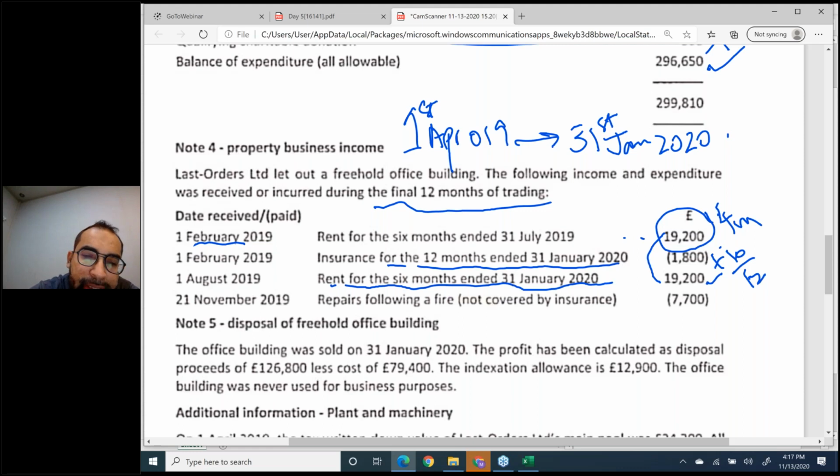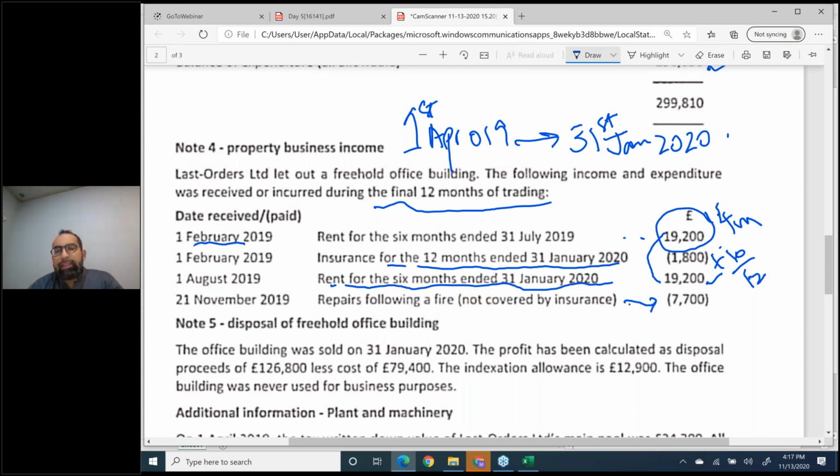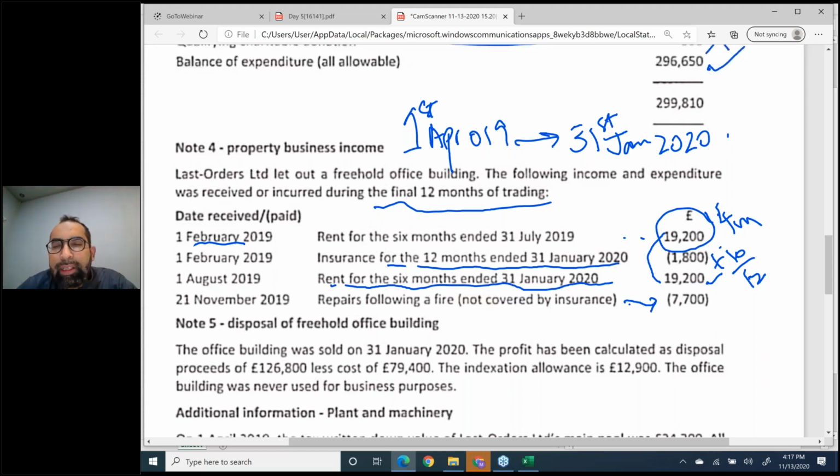Then repairs following a fire not covered by insurance. See, repairs are fully allowed, and this lies in our accounting period. It's a one-off expenditure, so the complete 7700 is allowed. So this working is very simple. Let me tell you the summary. You have to take 10 months rental income, 10 months insurance, and then 7700 repairs. In this way, it is an easy calculation of property income.